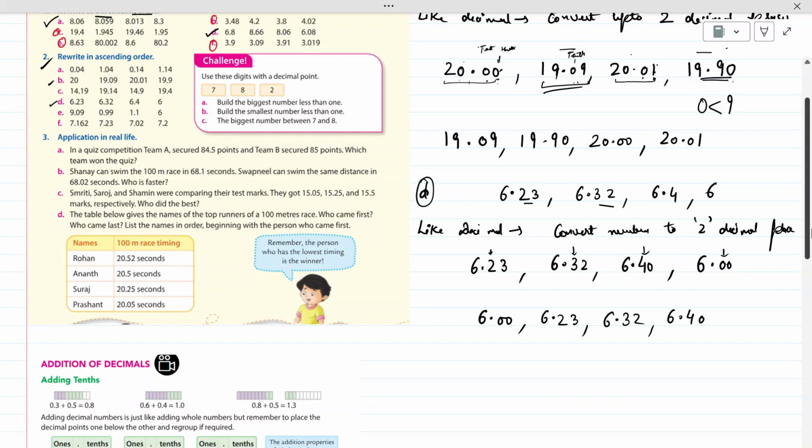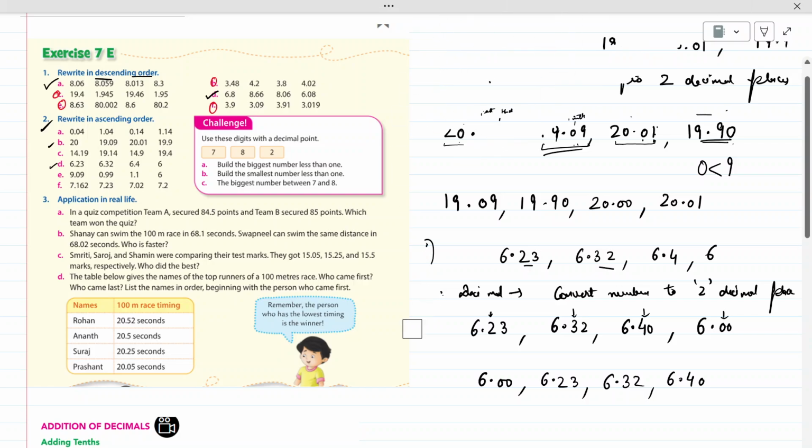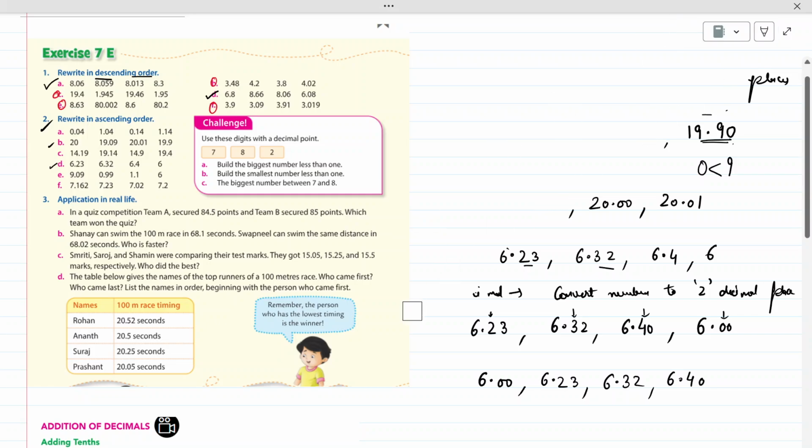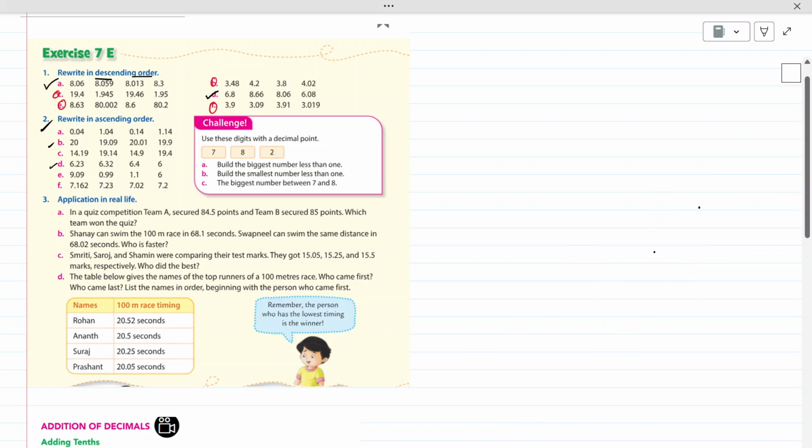So I hope kids you have understood now how we have to do these questions of ordering. First convert all the given decimal numbers, or all the numbers, up to like decimals, and when you have converted it, then according to the question, do the ordering smaller to bigger or bigger to smaller as required.